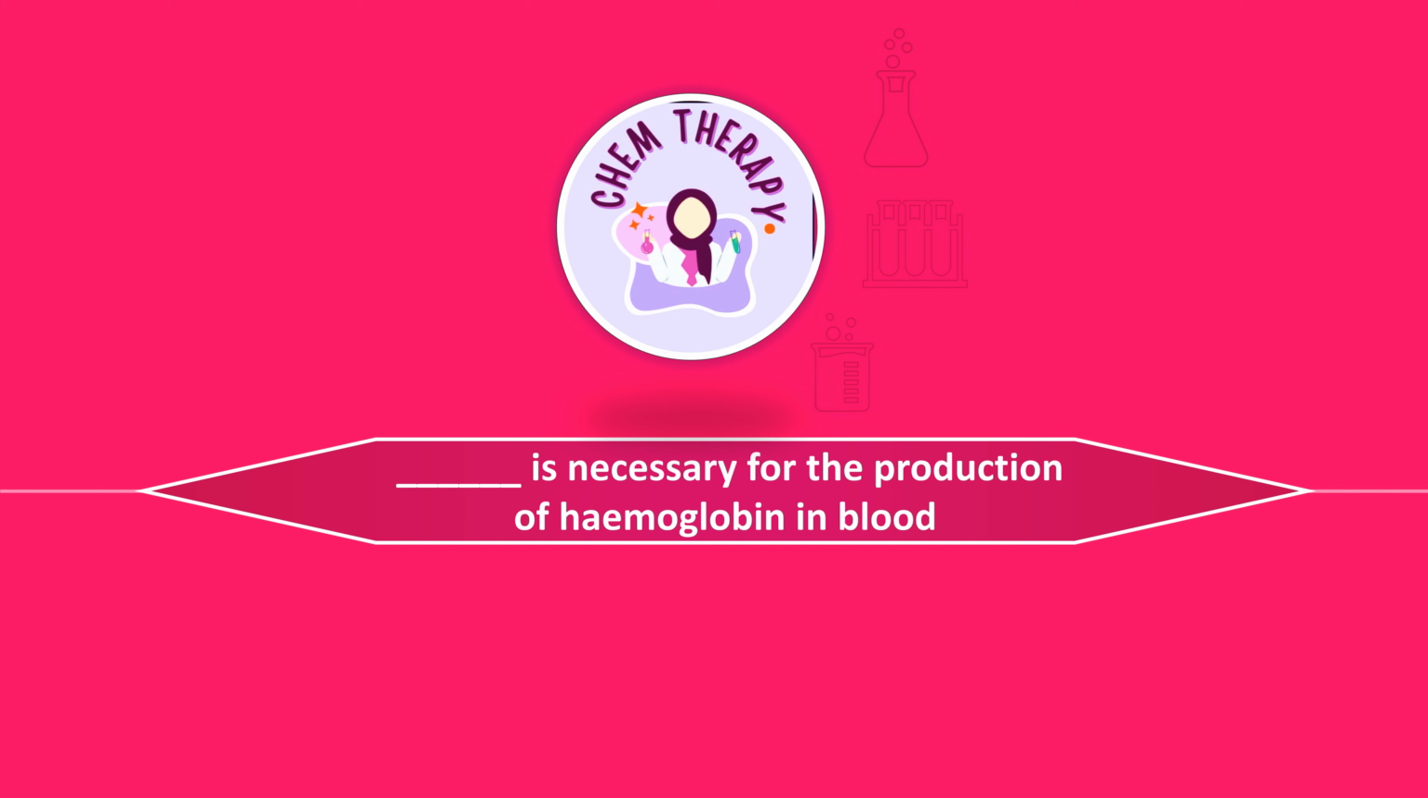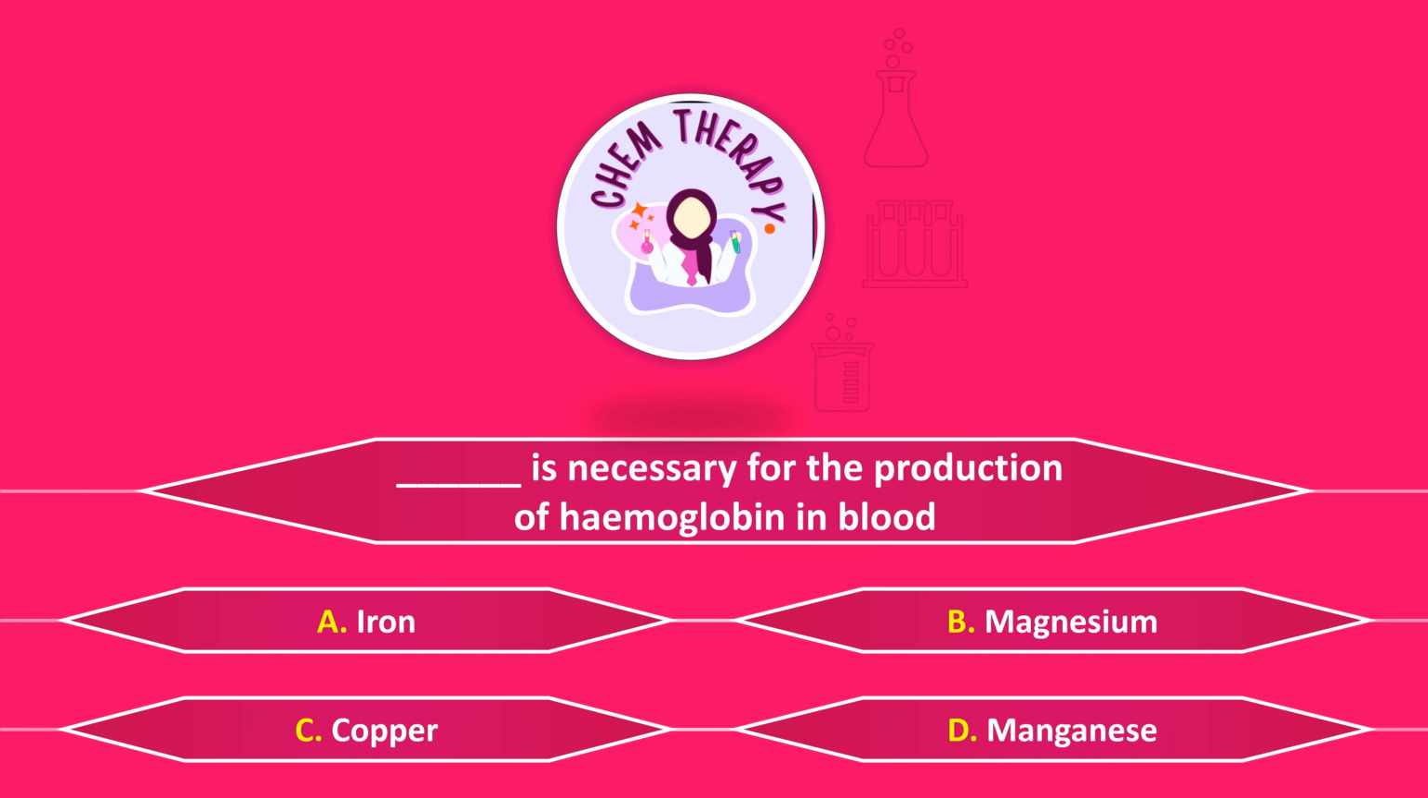Dash is necessary for the production of hemoglobin in blood. Options are: option A is correct.